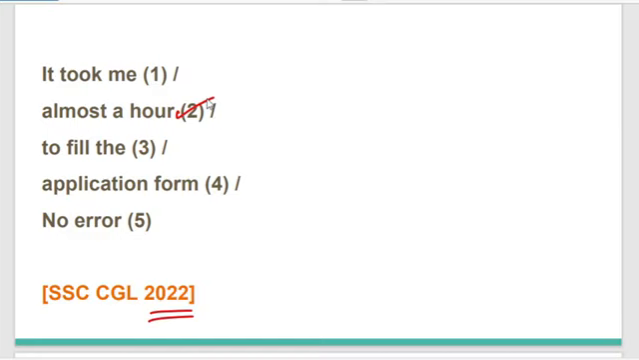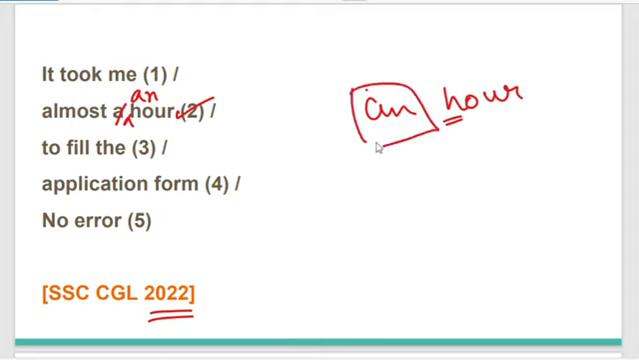It took me almost an hour. So the correct indefinite article is an hour and not a hour. It took me almost an hour to fill the application form. Now why an hour? Because for words where the letter H is silent, we have to use indefinite article an before those words. Words that are starting with H and the H is silent.